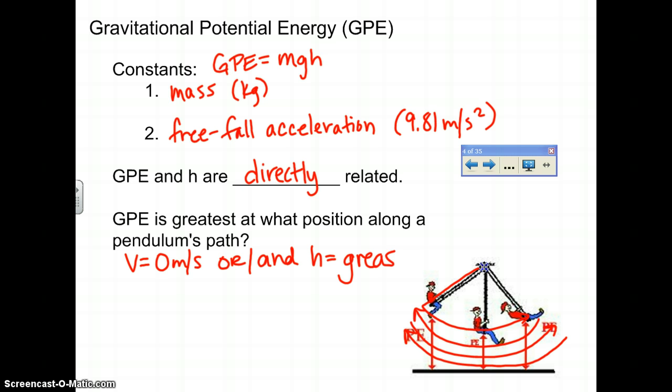Doesn't that make sense, guys? When your height is your greatest is when your GPE is going to be the greatest, because h and GPE are directly related to each other, okay? So therefore, the height of the path, the furthest position from equilibrium.